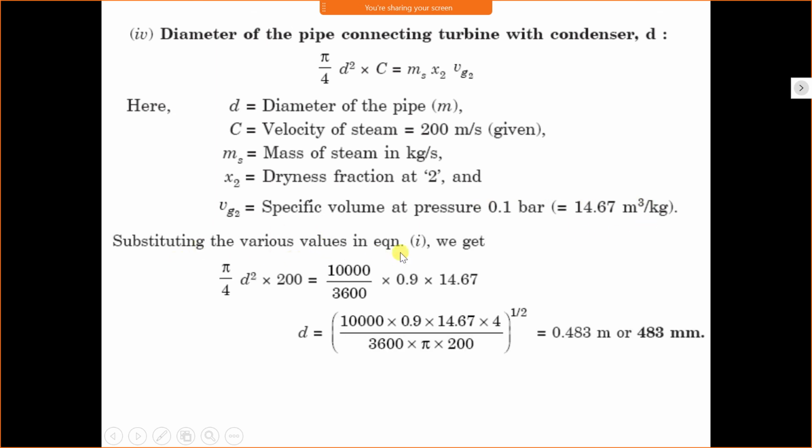Therefore, substituting the various values in the equation, we get pi by 4 d square into 200 is equal to 10,000 upon 3600. Here we are writing mass flow rate in kg per second because velocity is given in meter per second. Units should be balanced. Therefore we take mass flow rate in kg per second, and we write it as 10,000 upon 3600. Then the value of x2 is 0.9 and Vg is 14.67. Then d is equal to 0.483 meter or 483 millimeter.